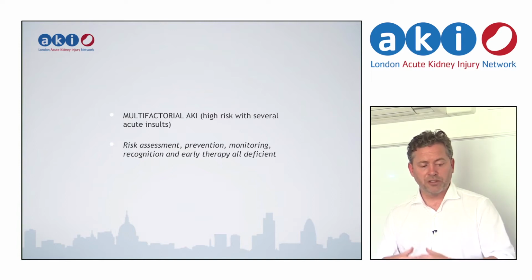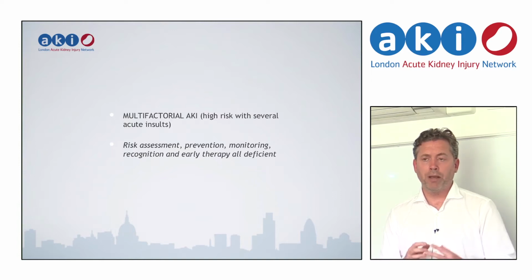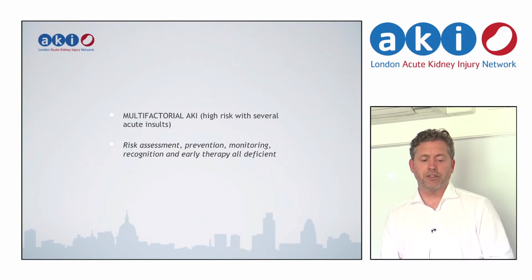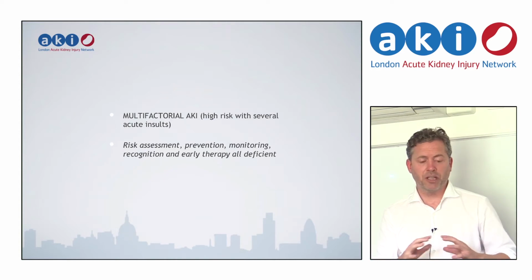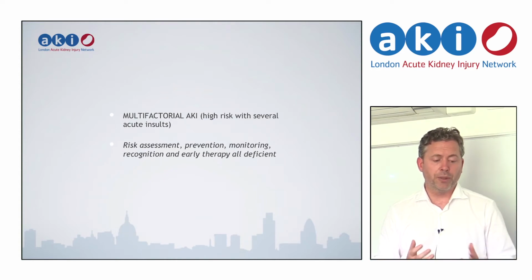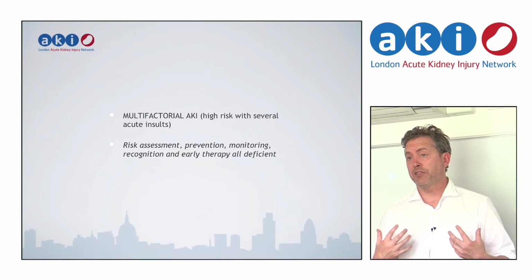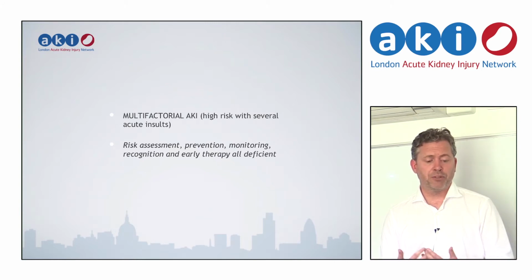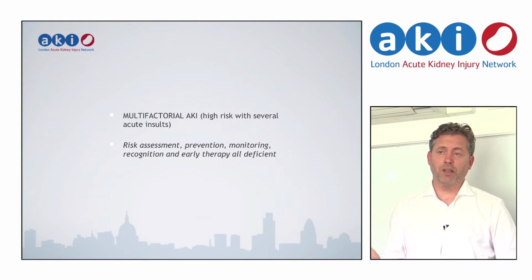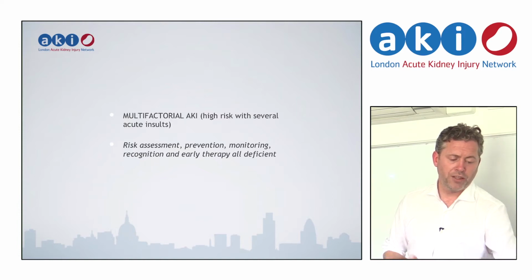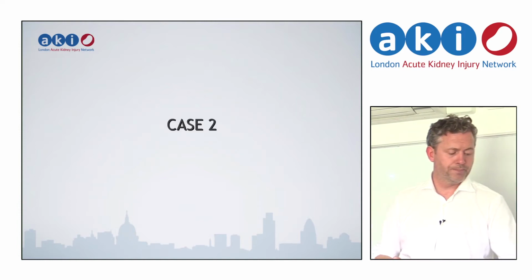So as learning points, this is multifactorial AKI, many comorbid chronic risk factors, and several acute insults. In terms of how this patient's care might have been optimised, while they could have been risk assessed, they could have been resuscitated more effectively, nephrotoxins may have been avoided. They certainly could have been more closely monitored, such that we detected AKI before the life-threatening complications emerged, and early therapy could have been improved. This is not an uncommon clinical scenario.